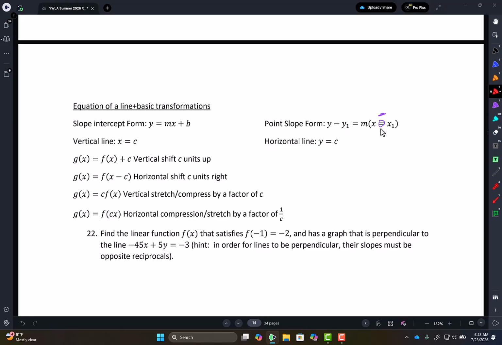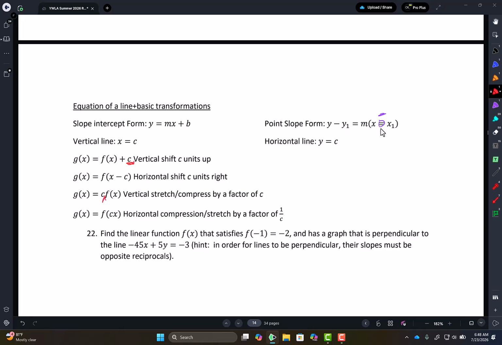Vertical line, x equals c, horizontal line, y equals c. So that c is some constant. Vertical shift, if you see that plus c, if it's plus 5, it goes up 5. If it's minus 5, it goes down 5. So if you have whatever's in parentheses with the x, that is a horizontal shift, guys.